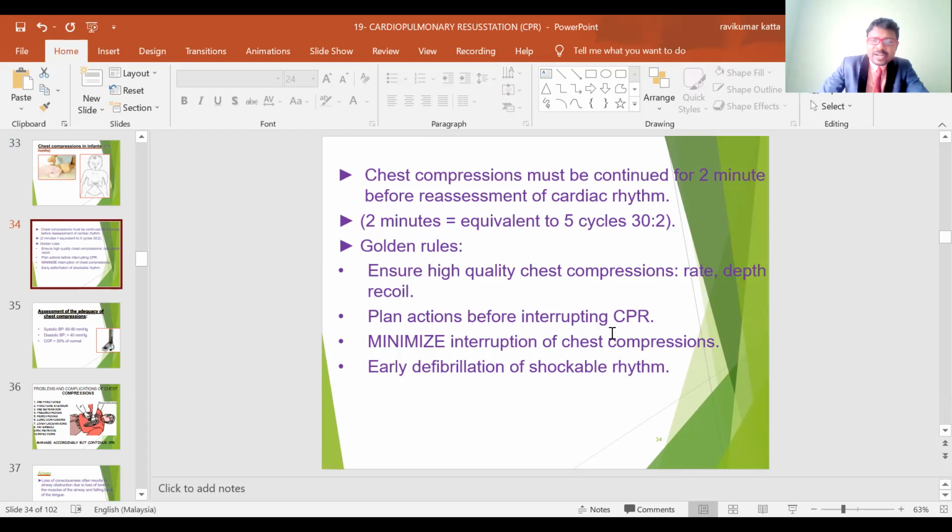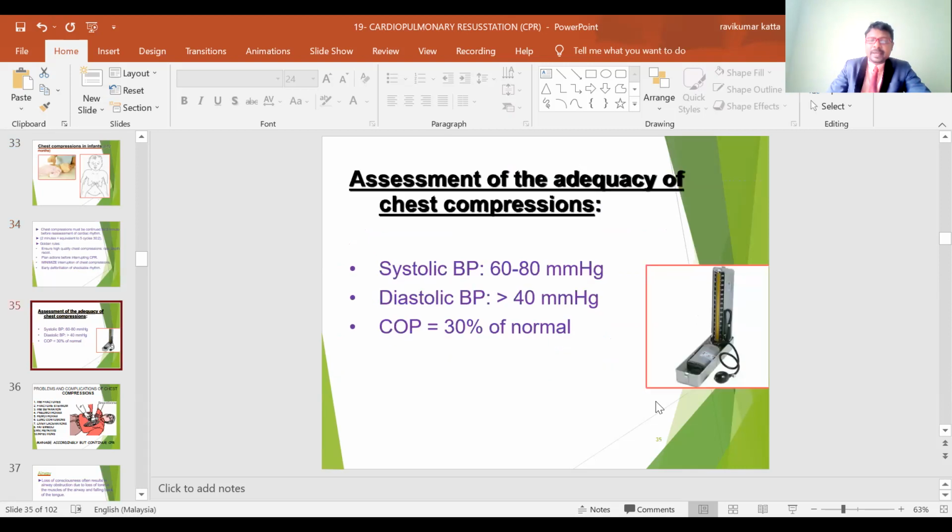Plan the action before interrupting the CPR. Before stopping the CPR, we have to plan what the next step is. Is there any emergency, has the patient recovered, or do we have to ship the patient to the hospital? Everything should be planned before stopping the CPR. Minimize interruption of the chest compressions; if 2 persons are there, minimize the interruptions. If the patient is not recovering, plan early defibrillation of the shockable rhythms, and start defibrillation with the DC shock. These are the very important things while giving CPR.